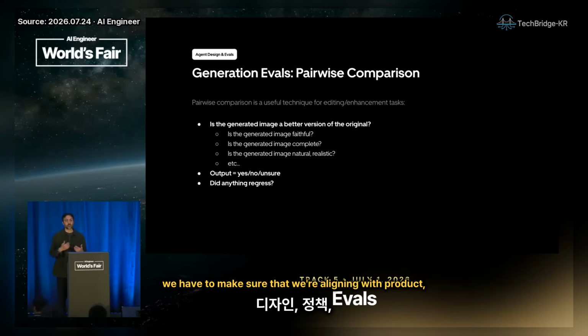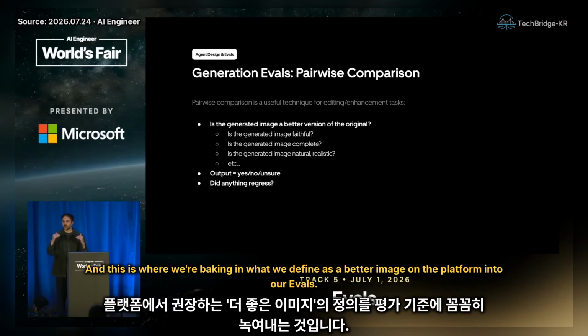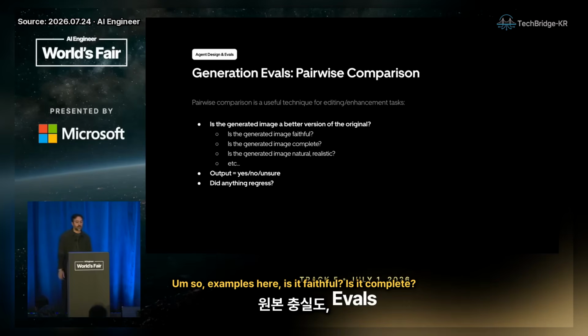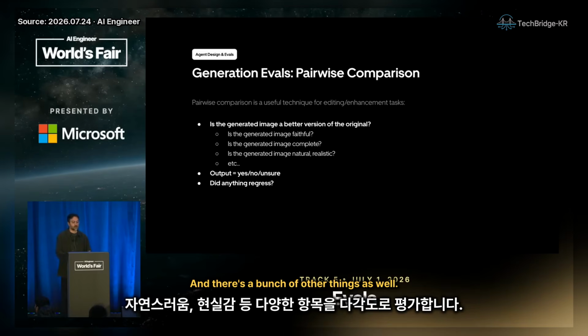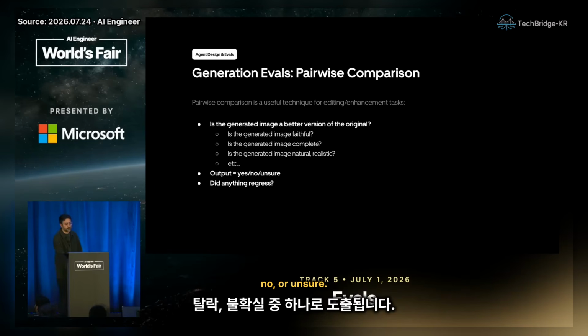Uber, we have to make sure that we're aligning with product design, policy, legal. And this is where we're baking in what we define as a better image on the platform into our evals. So examples here, is it faithful, is it complete, is it natural, is it realistic? And there's a bunch of other things as well. The output of this is then a yes, no, or unsure.